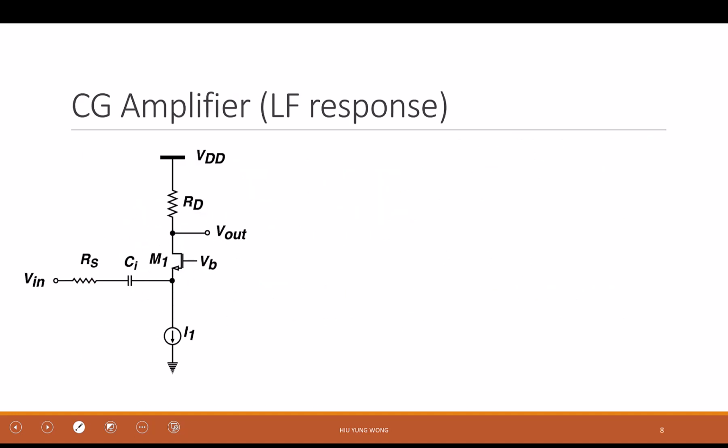This is a common gate amplifier. Why is it a common gate? The gate is grounded, right? The AC grounded, constantly DC bias. And the input is to the source, output is at the drain, so it is common gate.